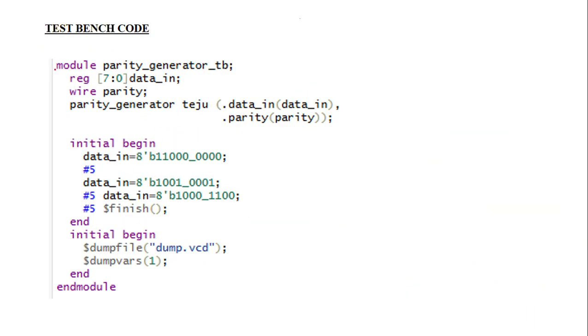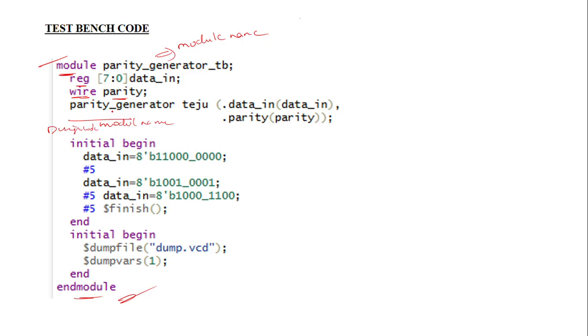Now we have to look at the test bench code. How do we write the test bench code? It is also the same as the design code. It starts with module and ends with endmodule. Parity_generator_TB is our module name. Inputs are represented with reg data type, and outputs are represented by wire data type. Parity_generator is our design code module name.